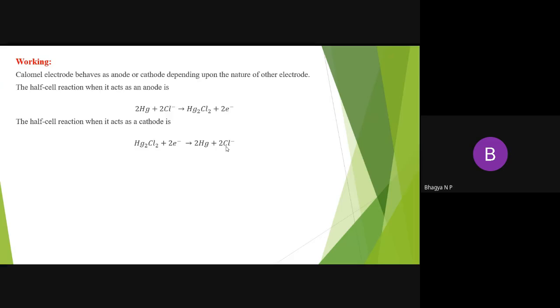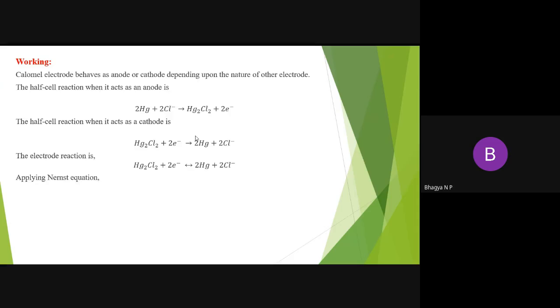Then what is the overall reaction? So this is the overall reaction. That means this reaction represents that there is always a forward and backward reaction. So this is about the reactions which take place in the calomel electrode corresponding to its anodic and cathodic behavior.